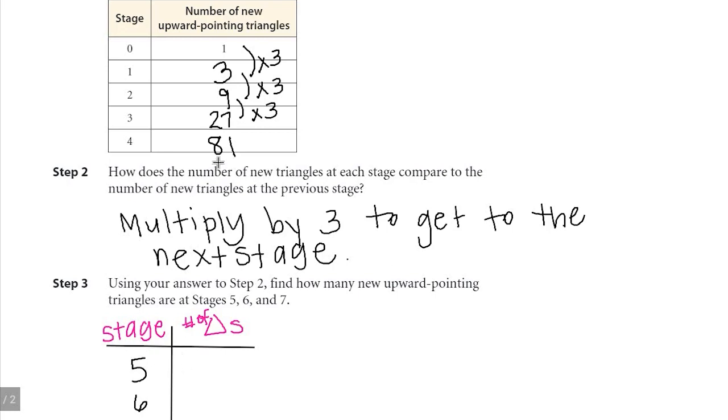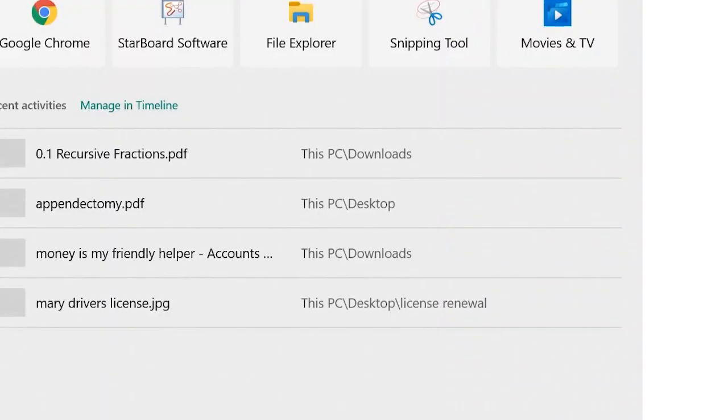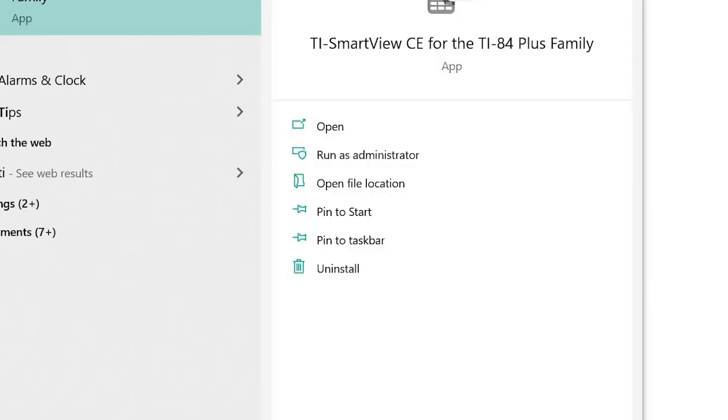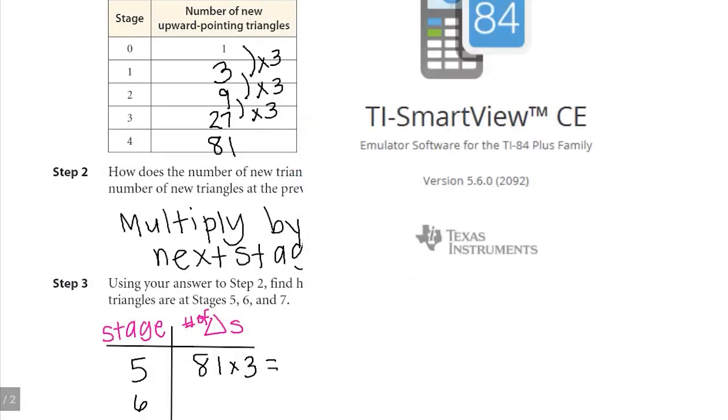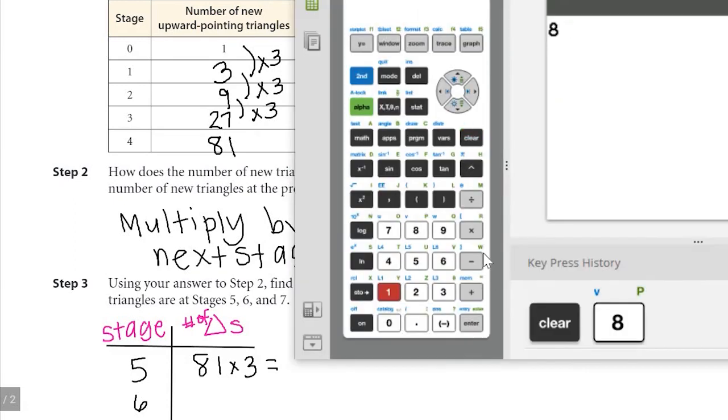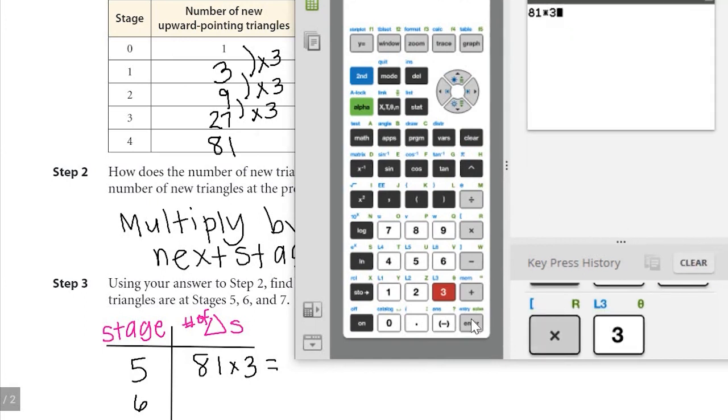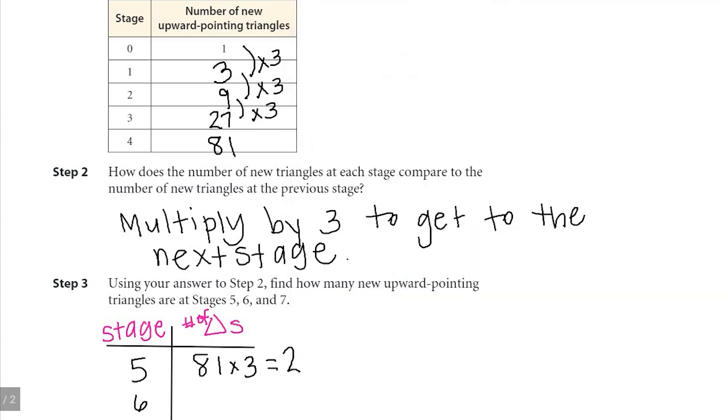So if we just have to multiply by 3 to get to the next stage, then stage 5 is going to have 81 times 3, which ends up being, let's pull up our calculator. 81 times 3, which is 243.